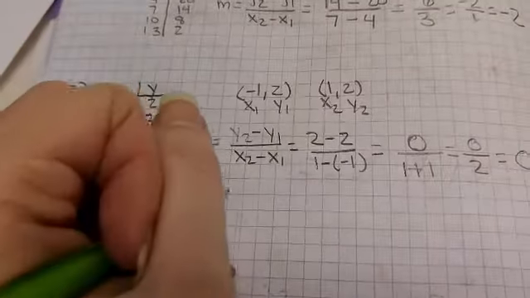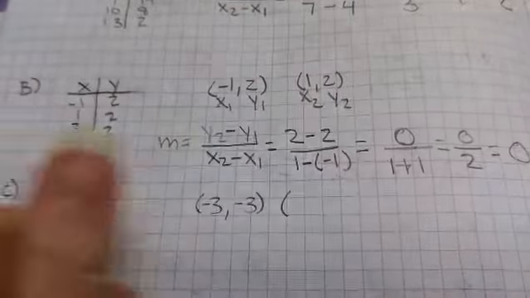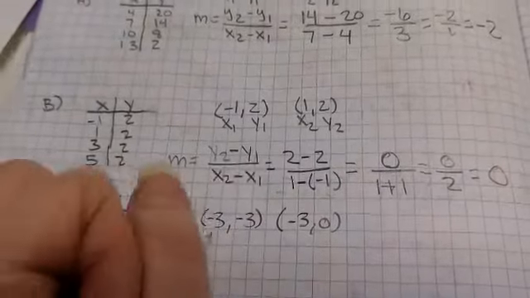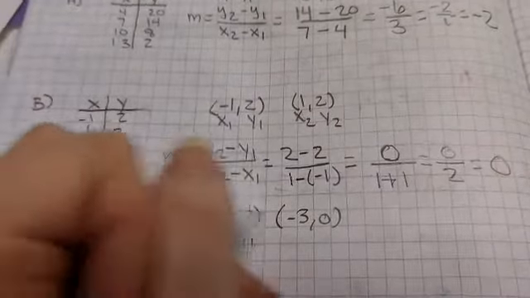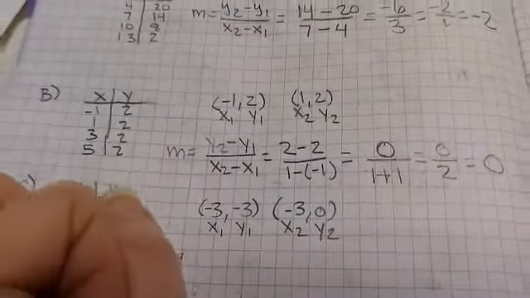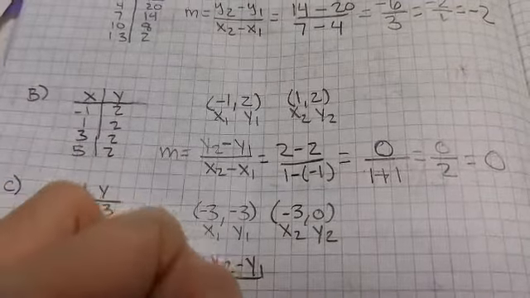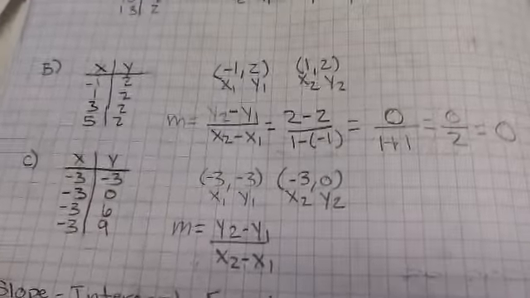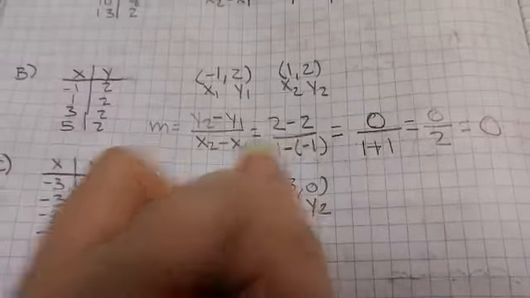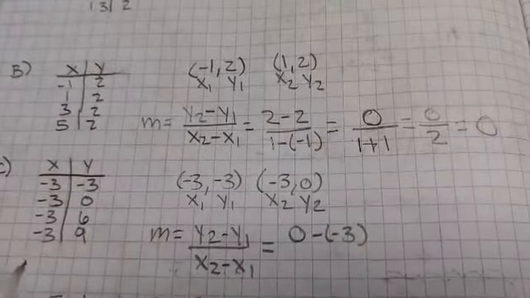Like I said, I like to pick the first 2 points, so I'm going to do -3, -3, and -3, 0. So I have my x1, y1, x2, y2. So we have m is equal to y2 minus y1 over x2 minus x1. So I'm going to replace my letters. So y2 I said was 0. Y1 is -3, so I have that funky little minus a negative again this time.